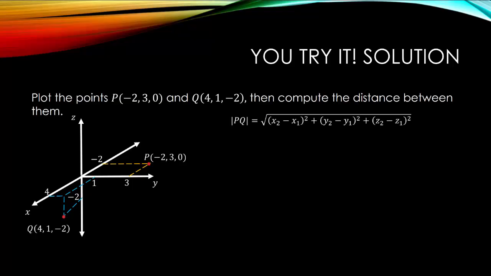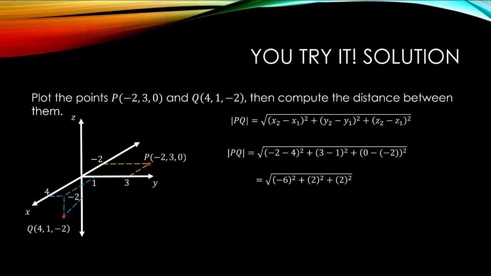The line segment PQ has a distance specified by the square root of -2 minus 4 quantity squared plus 3 minus 1 quantity squared plus 0 minus negative 2 quantity squared. This simplifies to the square root of -6 squared plus 2 squared plus 2 squared. This reduces to 2 times the square root of 11, and this is in exact form.